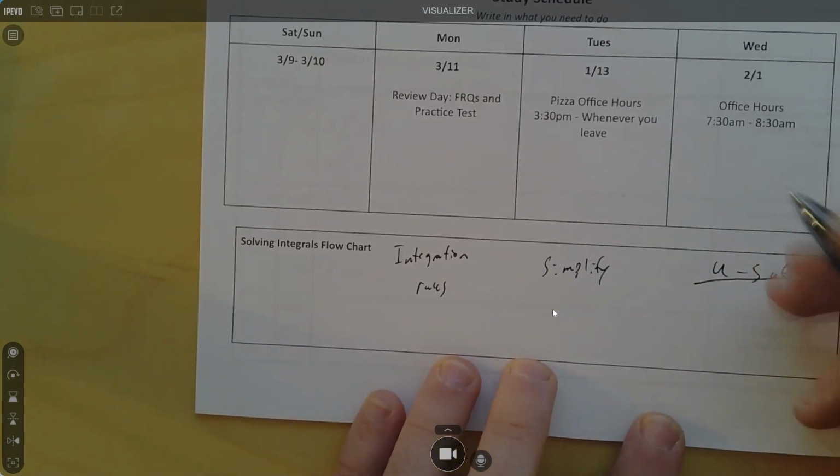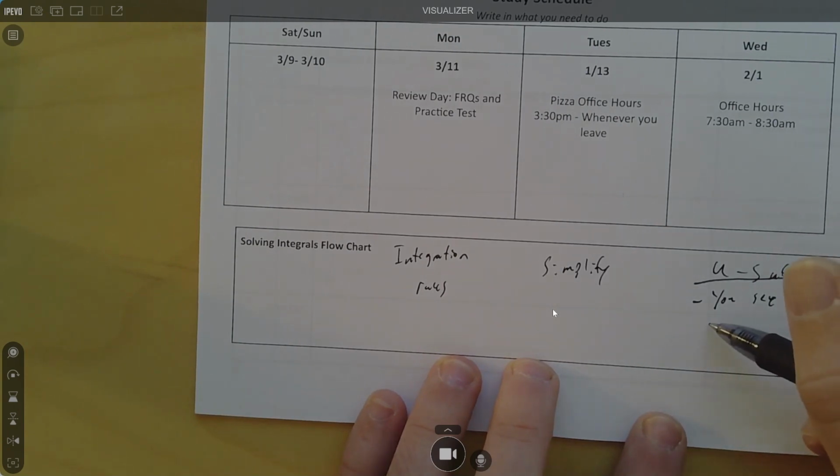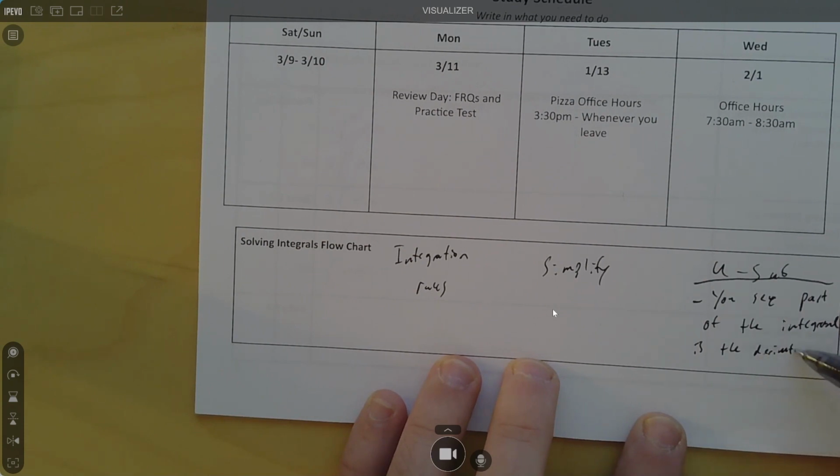Now u sub should be used when you see part of the integrand is the derivative of another part, and it should be multiplied or divided. So we'll do some problems like that in a bit.